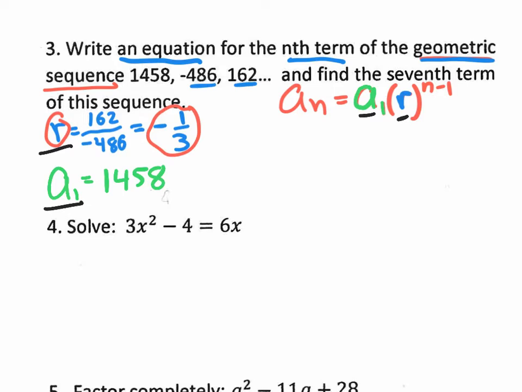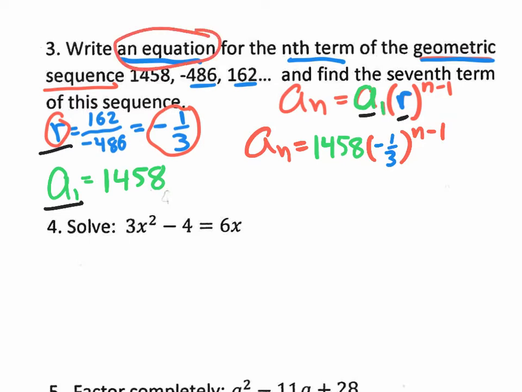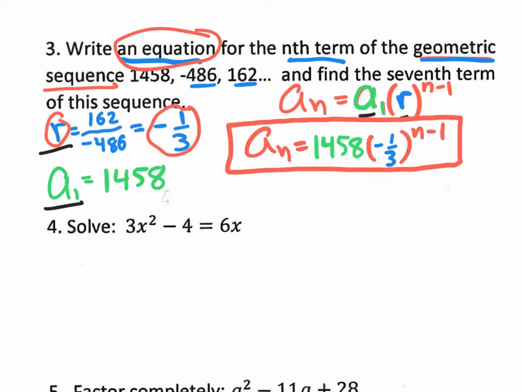So let's write it out. A sub n equals 1,458 times r, which is negative 1/3, to the power of n minus 1. Now that's the equation, and they wanted an equation. So here's our equation. This is part of our answer. On your final exam, you're going to have to identify that correct equation on the multiple choice, but there's still more.